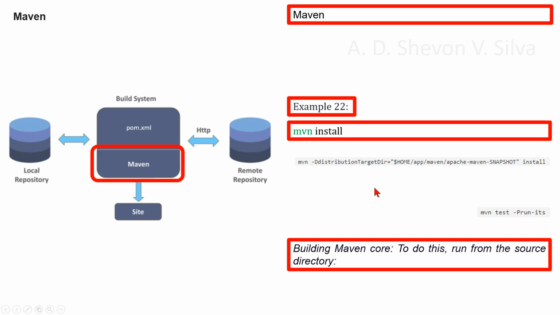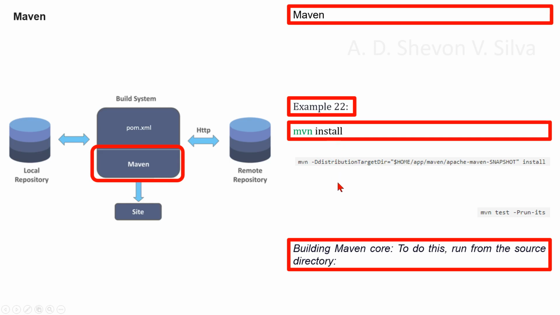Now we are considering building Maven core. Until Maven 3.3, the Maven core build could be bootstrapped with the Ant build. This bootstrap has been removed in Maven 3.5. You need a pre-built Maven to build Maven from source. To do this, run this in the source directory here.